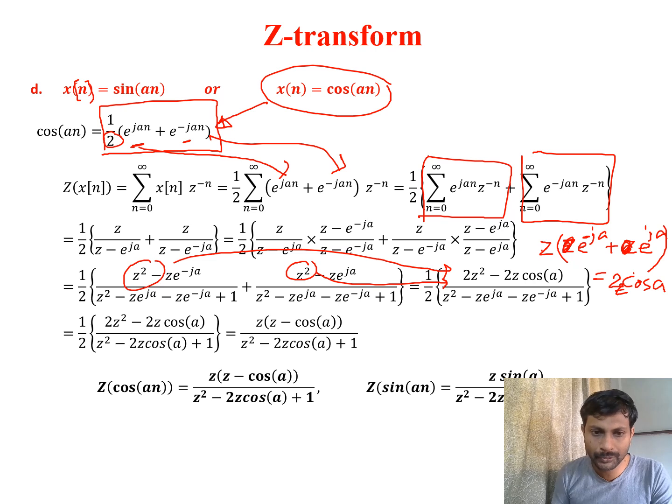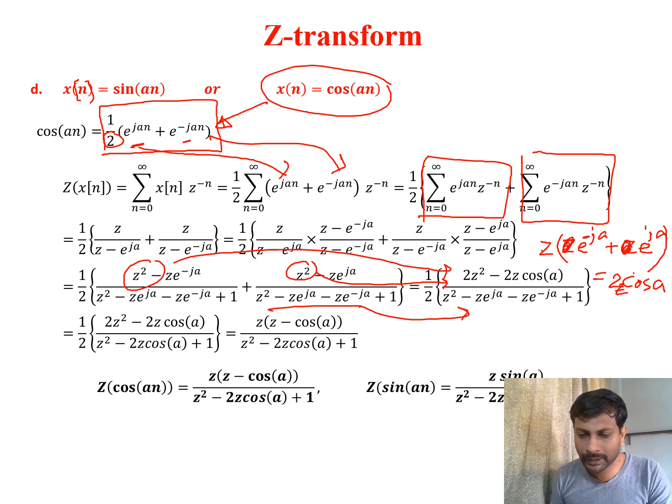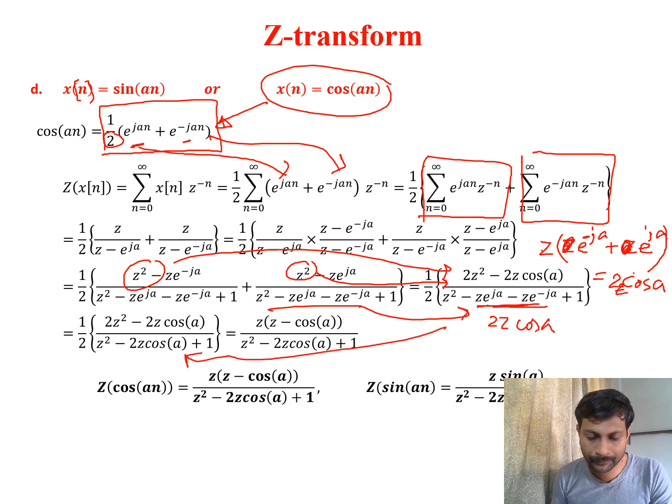Similarly, to simplify, the numerator is the same, so we are left with z square and this term. On further simplification, this term is similar to this one, so again we have 2z cos a, replaced over here. So ultimately we have 2z square minus 2z cos a over z square minus 2z cos a plus 1.